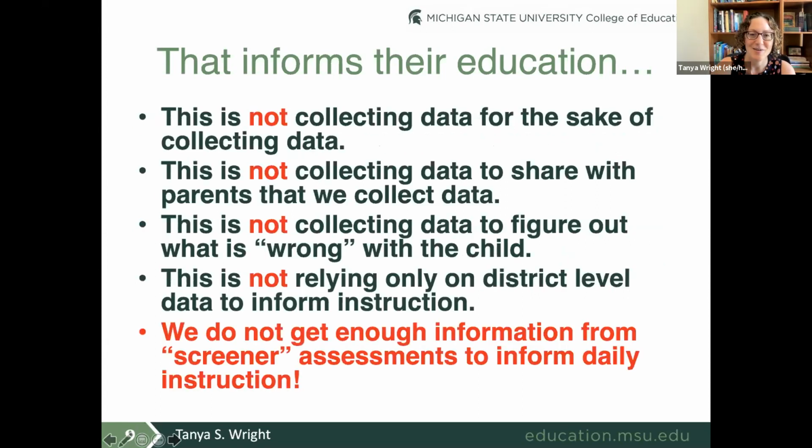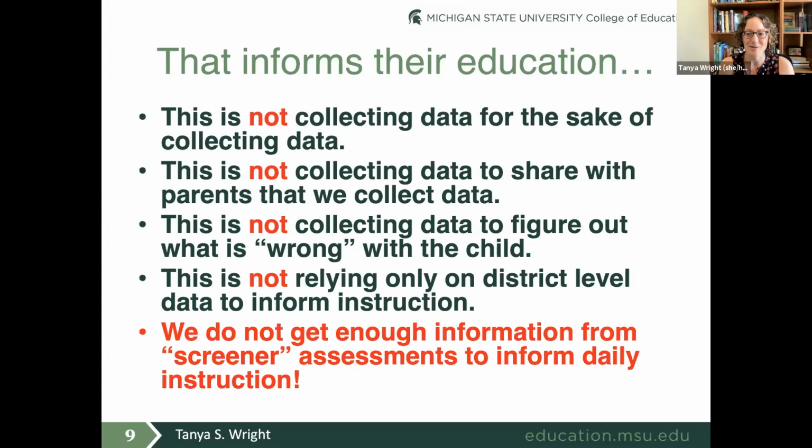Okay, so this is a slide I actually made a while back, but every time I look at it, I still think I should say it all. So what do we mean by informs their education when we think about teachers engaging kids in assessment? Well, not collecting data for the sake of collecting data. I know that I often speak to teachers who say someone told them they were supposed to collect that data, and I say who, and sometimes they say, I don't even know, we've just always done that.